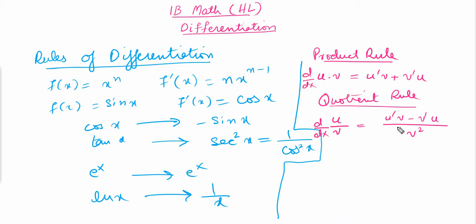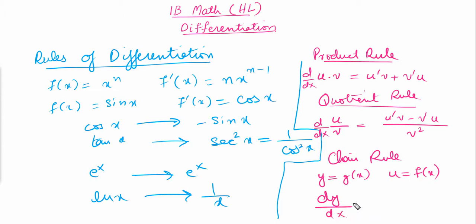Okay, now the next thing that we have to discuss is the chain rule. The chain rule says that if the function y is g of u and the function u is f of x, and we want to work out dy by dx, then it will be equal to dy by du times du by dx. I'll explain this chain rule when we solve the questions.